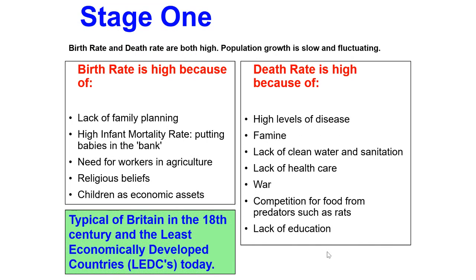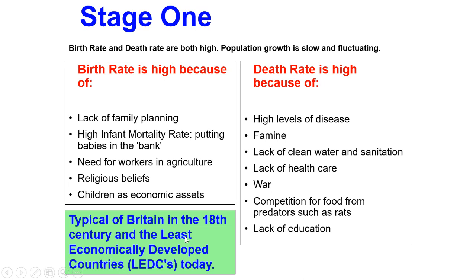You have a very high birth rate and a high death rate. The population growth is also slow and fluctuating. You see this a lot with developing countries, what we consider third world countries. This can be a lot of different reasons. Again, you can pause here to see those reasons.